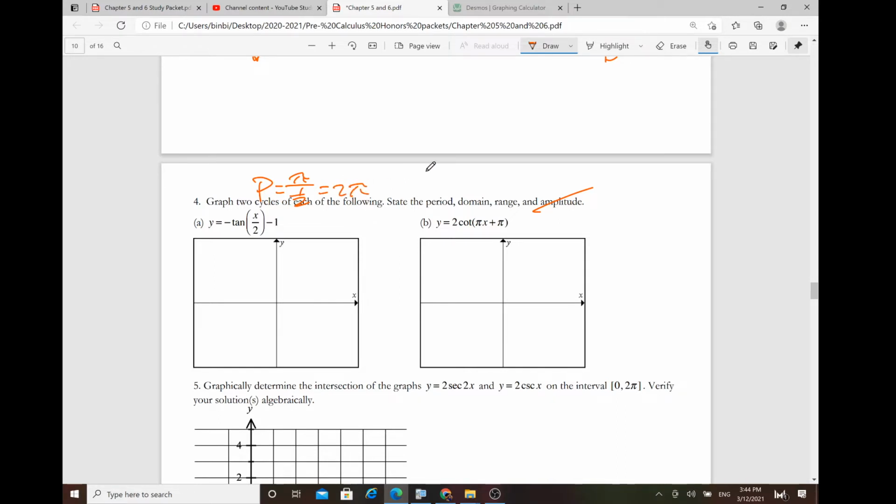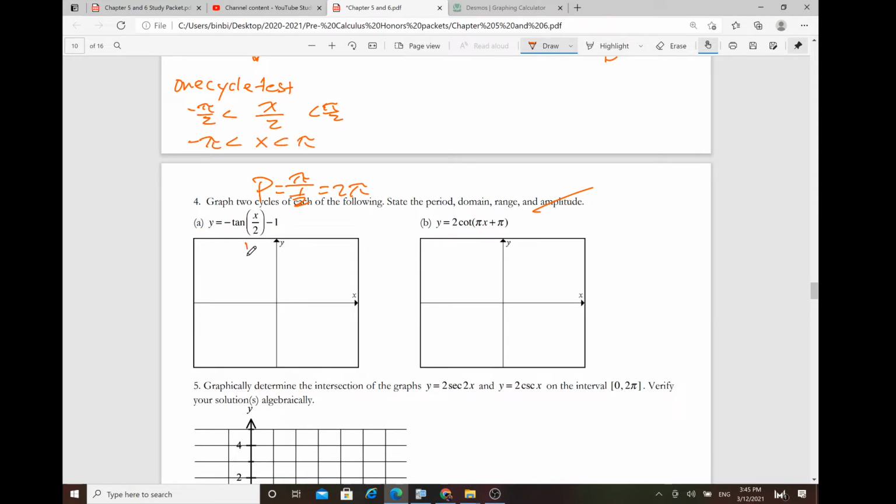So for 2 pi, another thing that you might consider doing is the one cycle test. You can always do the one cycle test to find the starting position and the ending position. So this one you want to graph 2 cycles. Okay, so let's do the one cycle test first. For tangent, it's always bounded from negative pi over 2 to pi over 2. And what we got here, the quantity is x over 2. So basically multiply both sides by 2. So negative pi is less than x, and x is less than pi.